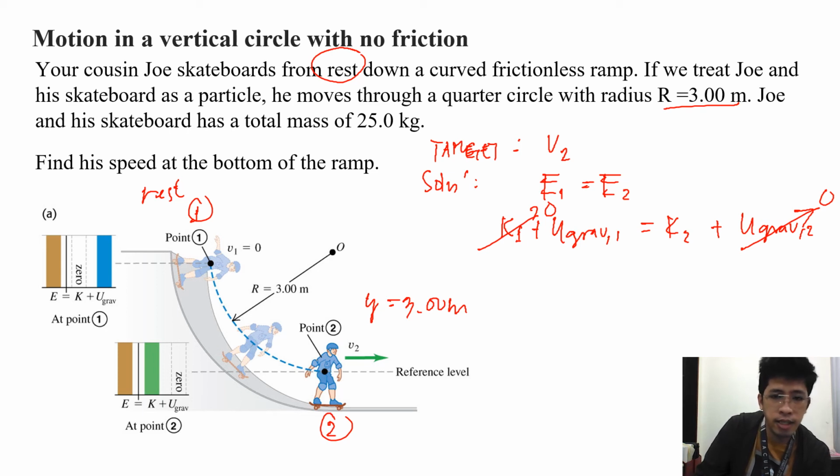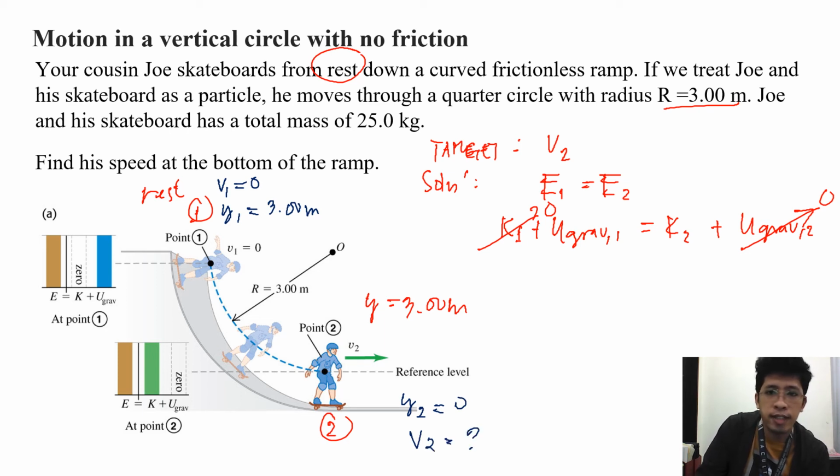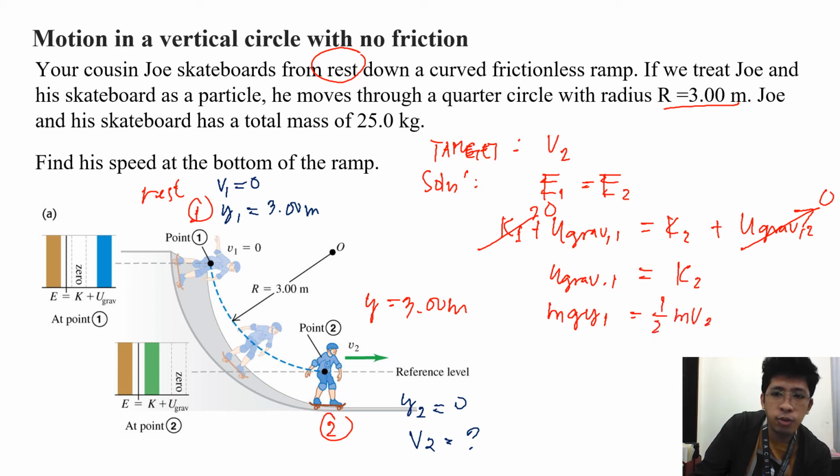Let's write the givens here for you to remember. At point 1, your V1 is equal to 0, and your Y1 is equal to 3 meters. At point 2, your Y2 is equal to 0, and you have some velocity, which is what we are going to find. Again, your kinetic energy 1 at point 1 is 0, and your gravitational potential energy 2 is 0. So we only have your U grav 1, which is equal to your K2. This is equal to mg y1, and here you have 1/2 m v2 squared.